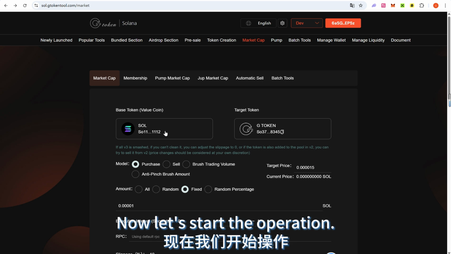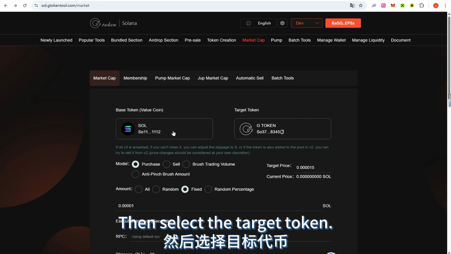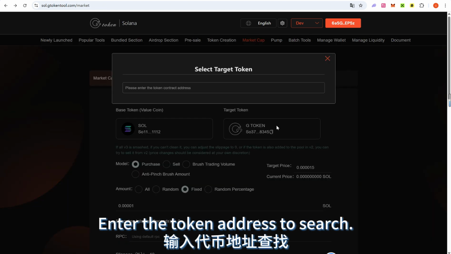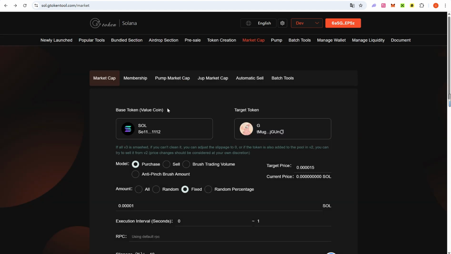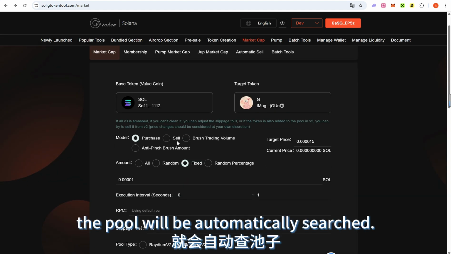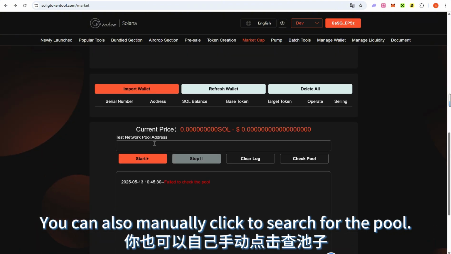Now, let's start the operation. First select the base token. We chose Sol, then select the target token. Enter the token address to search. After selection, the pool will be automatically searched. You can also manually click to search for the pool.